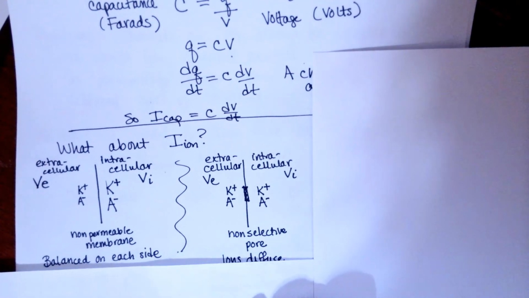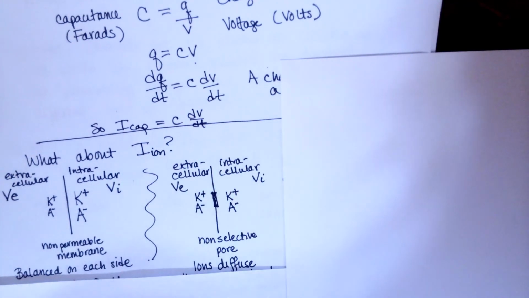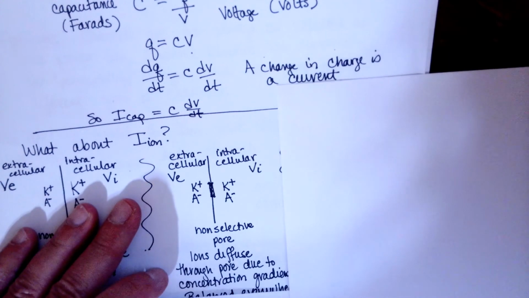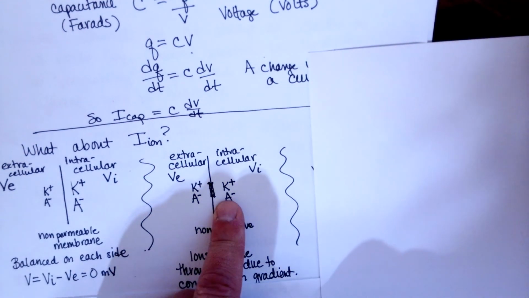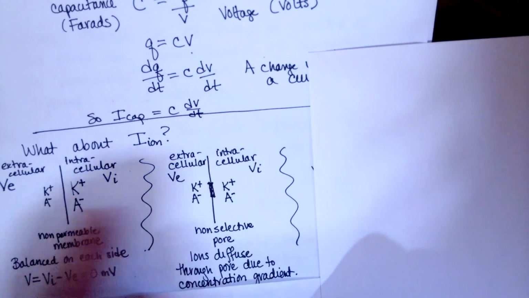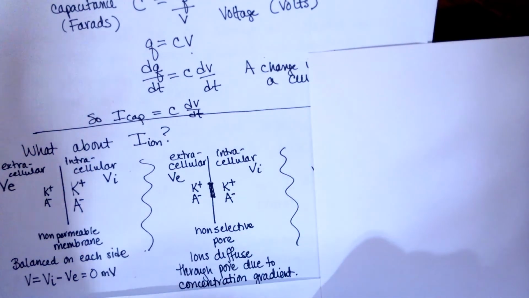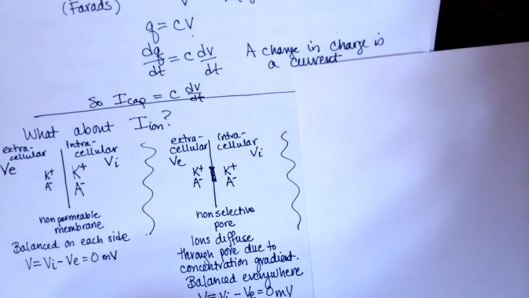So we have some sort of pore in the membrane that allows ions to go through. We still have this extracellular space, intracellular space. It's non-selective. So the ions will diffuse through that pore in the membrane. This happens due to the concentration gradient, the fact that there, for example, is more potassium ions on one side. We started out with more on this side than on this side. But over time, because of diffusion, they're going to even out, right? And everything can be balanced on either side. So again, we have balance everywhere, and our transmembrane potential V, which is VI minus VE, is again going to be 0. In this case, we have no difference in the concentrations on either side.